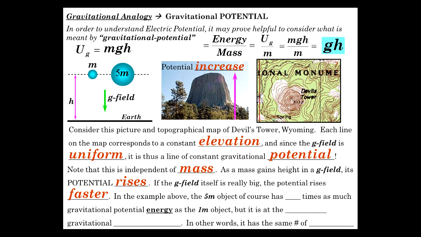Now in this illustration here, the 5m, obviously 5 times the mass, has 5 times as much gravitational potential energy as the 1m object. That's easy to understand. But it's at the same, you guessed it, gravitational potential. So it has the same number of the units, which is joules per kilogram. The same amount of joules per every kilogram of mass is its gravitational potential with respect to the reference point, which would be the surface.